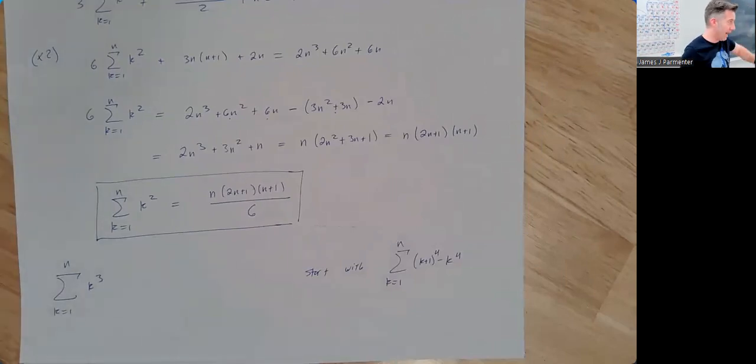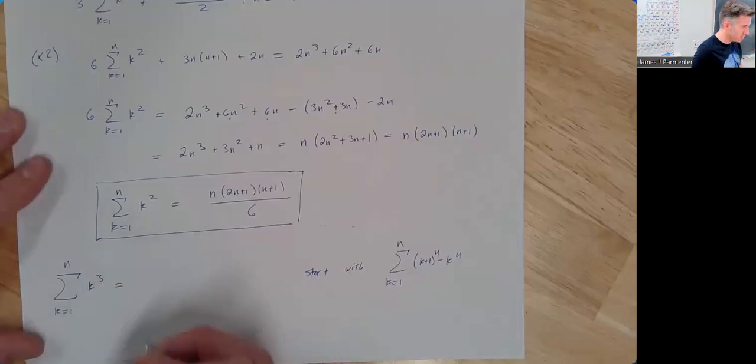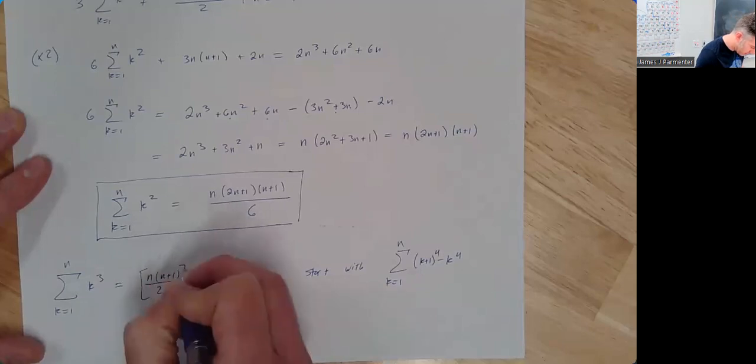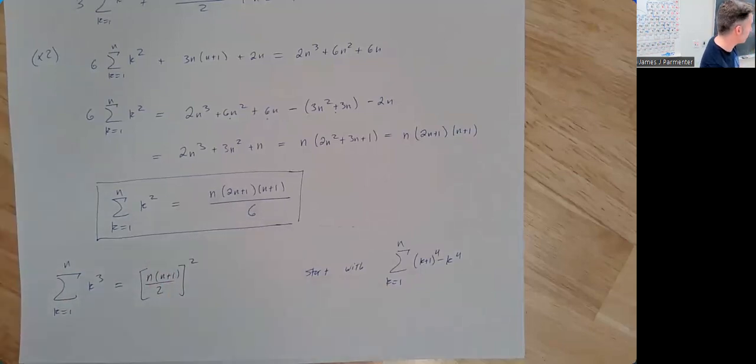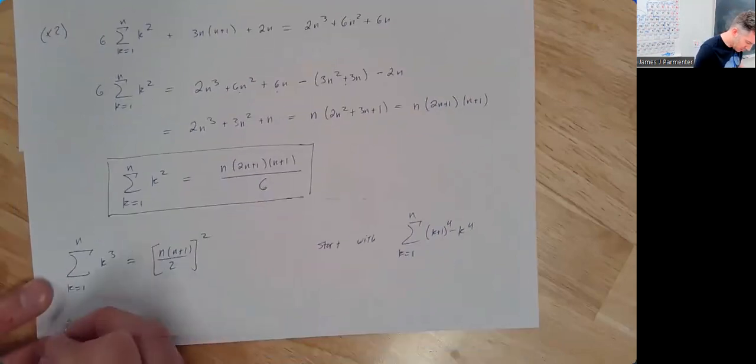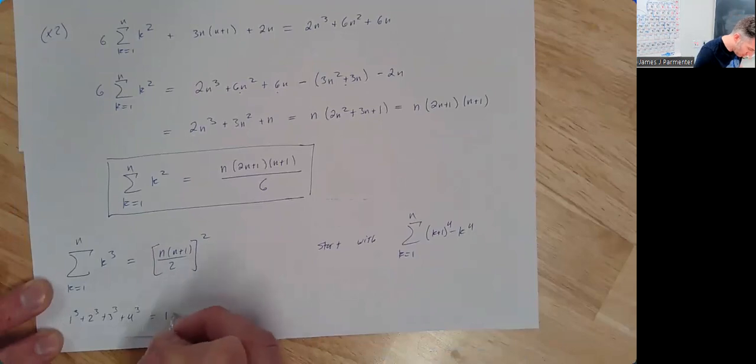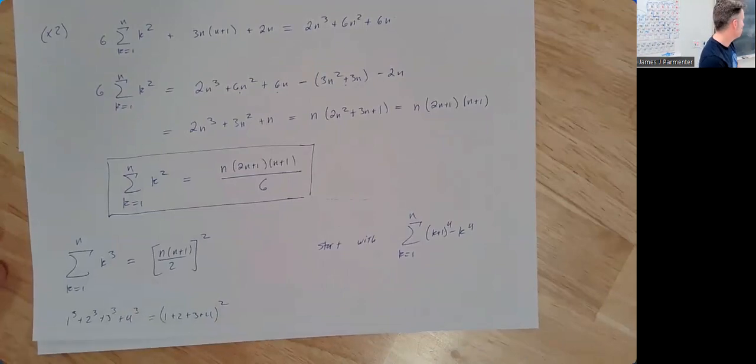Now here is what's really cool, I think. The sum of the first n cubic numbers is equal to n times n plus 1 over 2, squared. That is, it's equal to the sum of the first n integers, quantity squared. I think that's neat. So for example, if you took 1 cubed plus 2 cubed plus 3 cubed plus 4 cubed, it is in fact equal to 1 plus 2 plus 3 plus 4, squared, which I think is neat.